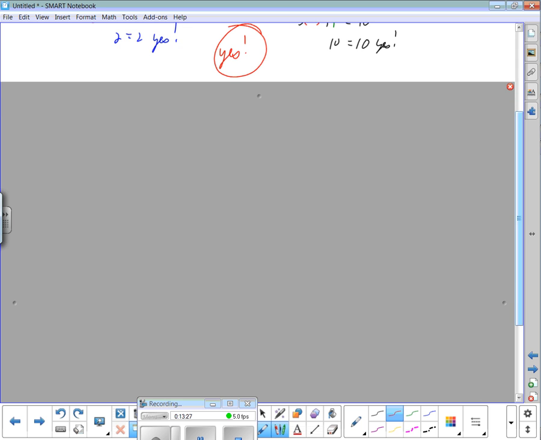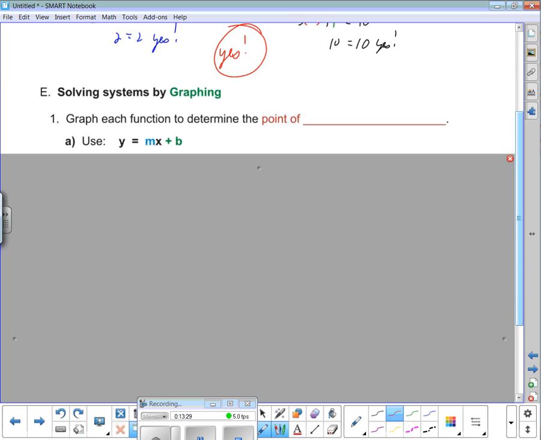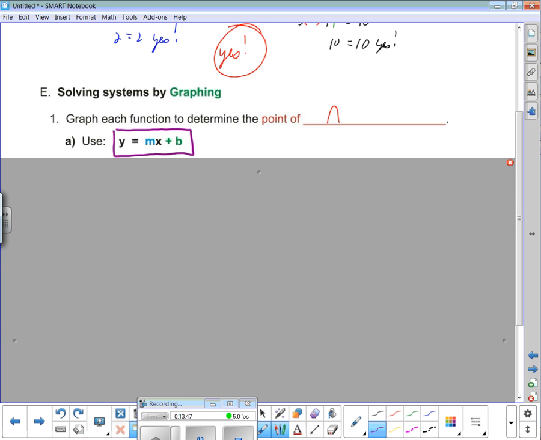Okay, next thing is something we should know how to do. We just have to remember that we're doing a system, and therefore, because it's a system, we have to give the point of intersection. So graph each function to determine the point of intersection. I'm going to use the intersection symbol. You can write out the word intersection if you want. Hey, don't neglect how we graph lines. We've already reviewed it today.